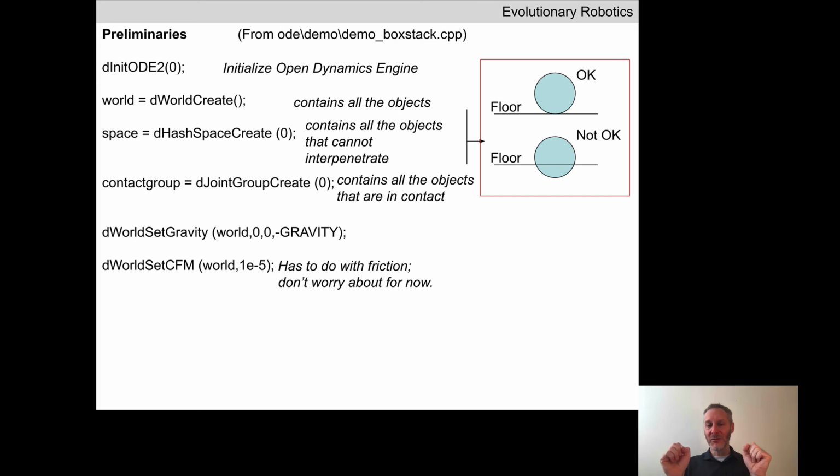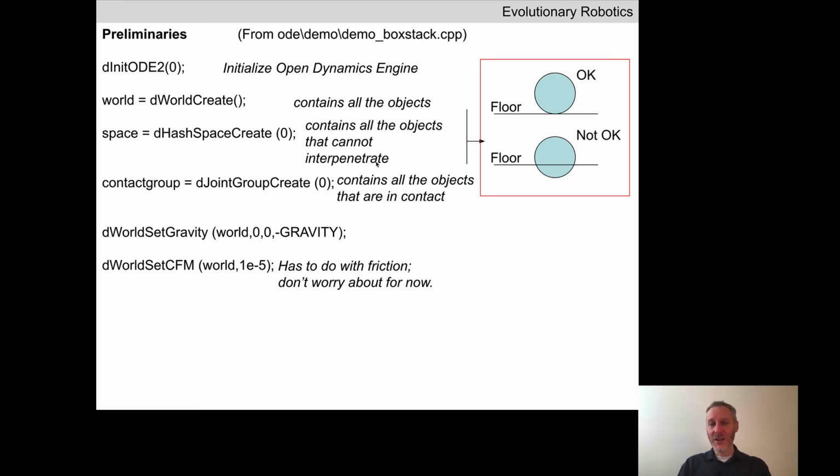These are objects that the physics engine has to pay particular attention to, because if they interpenetrate, like for example, if a sphere sinks into the ground, the floor is an object, the sphere is an object, that should not happen. And we're going to see how physics engines deal with that in a moment.